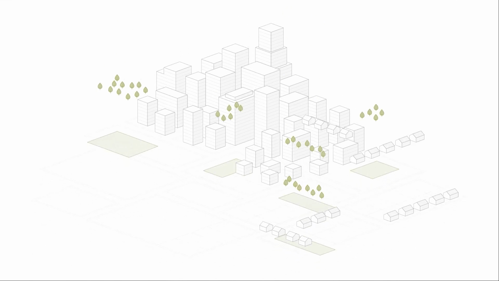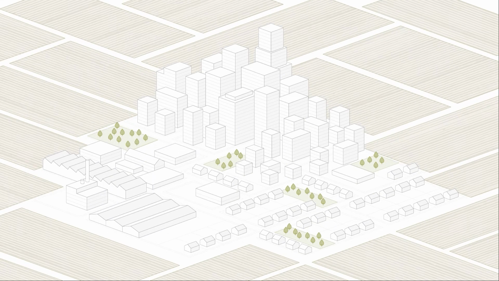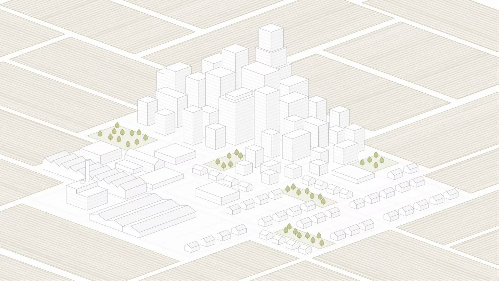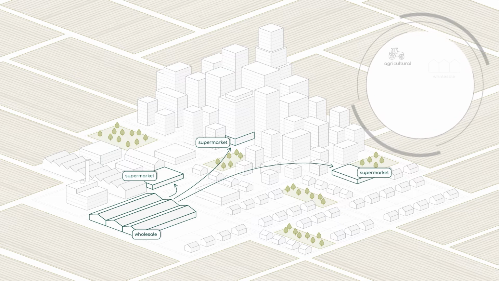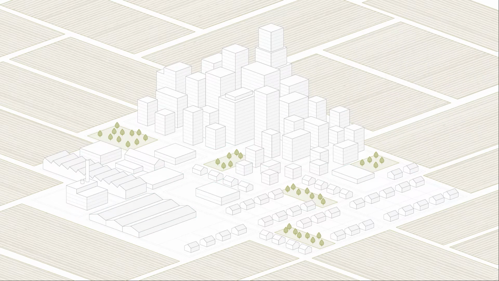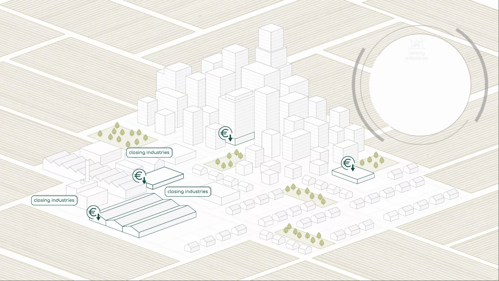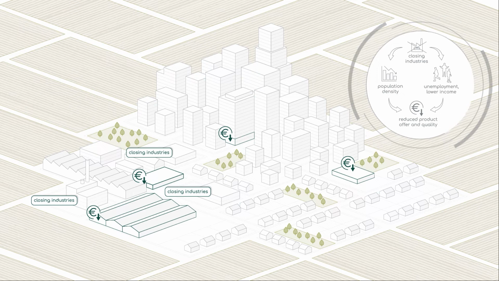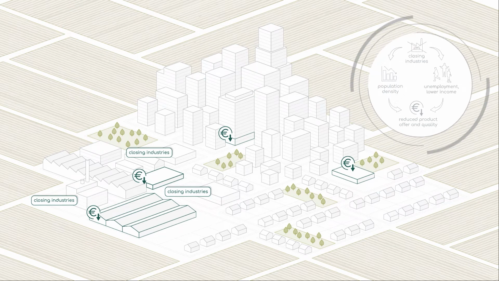Let's look at industrial food supply chains. Production and consumption are separated. Wholesale food is mainly distributed by supermarkets to urban consumers. This system is dominant today, but can get under pressure in post-industrial cities. From the 1970s onwards, in many cities, industries closed down, causing socio-economic problems such as decreasing income and population. Food retailers closed or reduced outlets. Post-industrial neighborhoods risk to become food deserts.